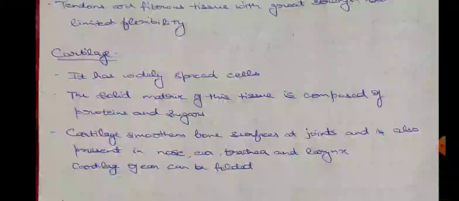So very important thing that it has widely spaced cells. The solid matrix of this tissue is composed of proteins and sugars, and it smoothens the bone surface at joints and is also present in the nose, ear, trachea and larynx. Students, see how the question related to the connective tissue will come. Mainly it will give you an organ. For example, if it is asking which connective tissue is present in the nose, or the tip of the nose and the ear, you can say cartilage. You need to remember these things.